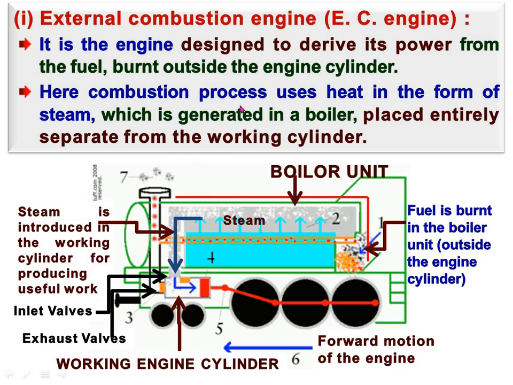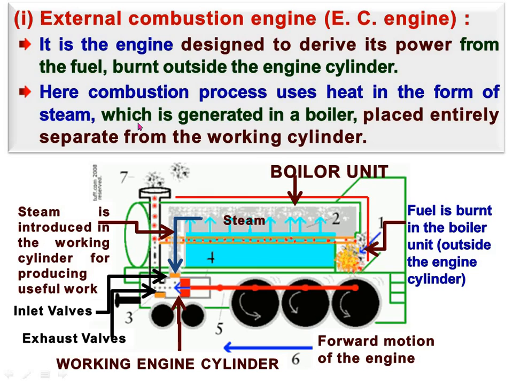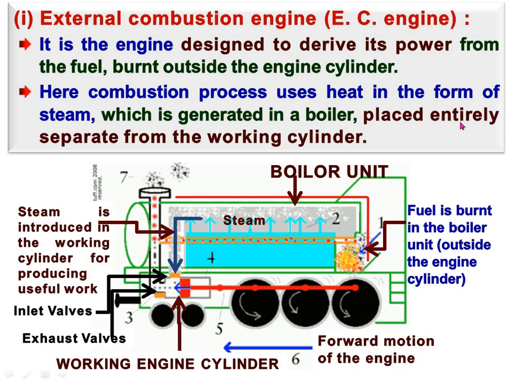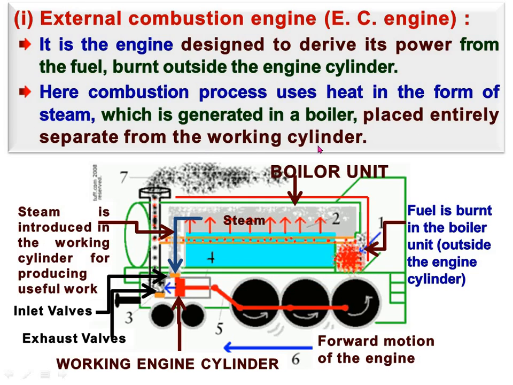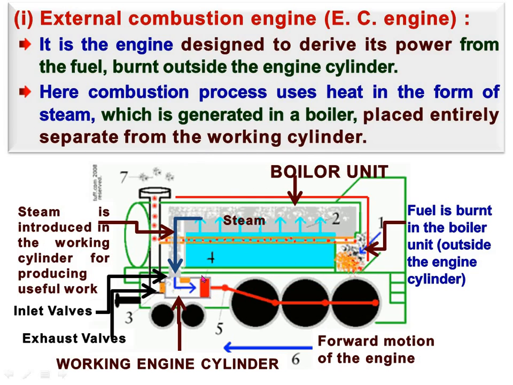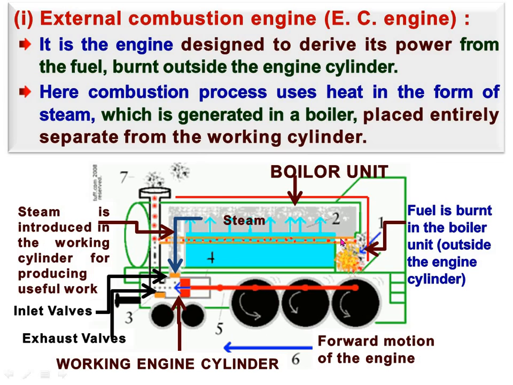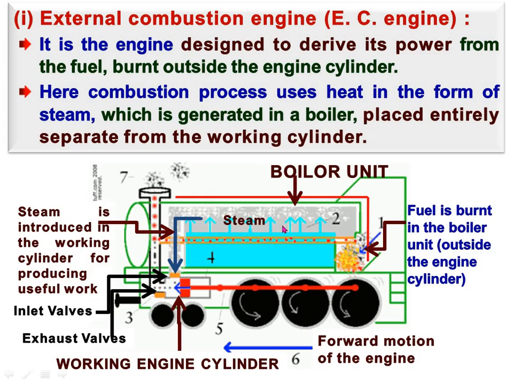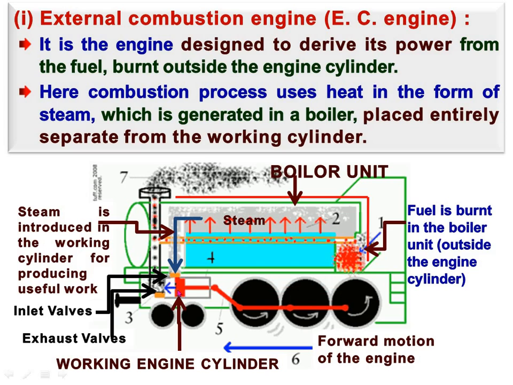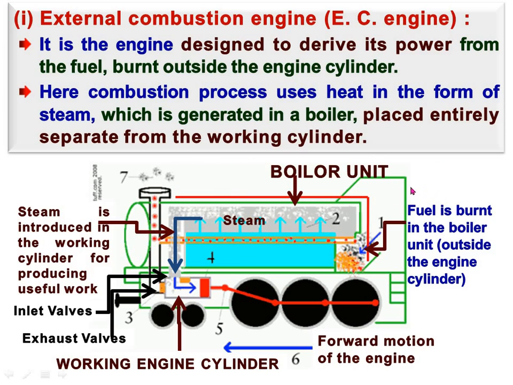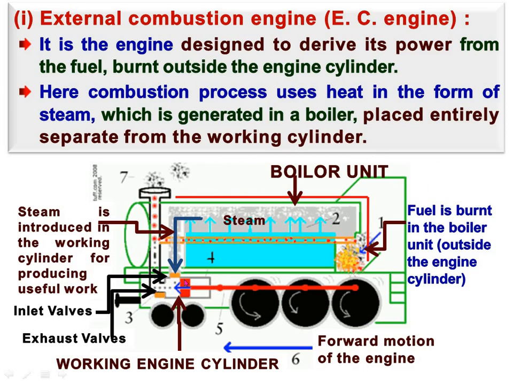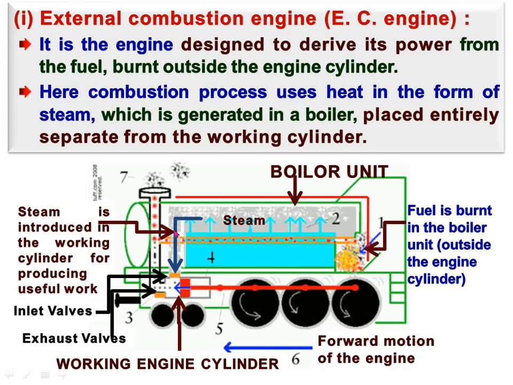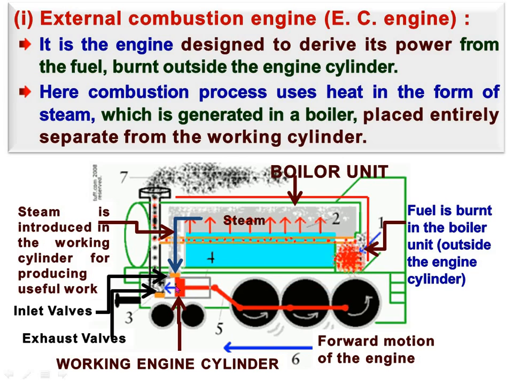See here, the combustion process uses heat in the form of steam, which is generated in the boiler, placed entirely separate from the working cylinder. This is our working cylinder. Here we are using steam as a working substance, but this steam is produced outside the working cylinder. This boiler unit is not part of our working cylinder. Whatever steam is produced is utilized to produce useful work.